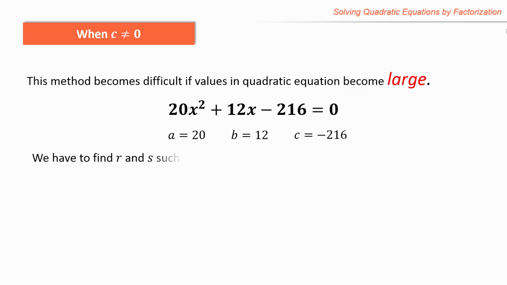We will have to find values for r and s such that r plus s equals 12 and r times s equals negative 4320. It will not be easy because you have to try many combinations of numbers. Given this situation, what can we do?